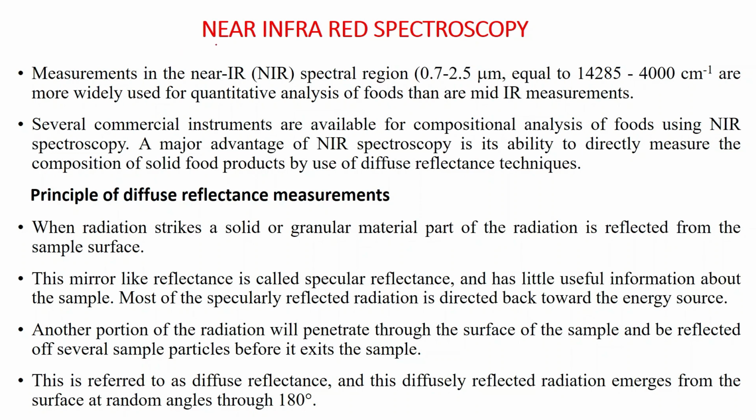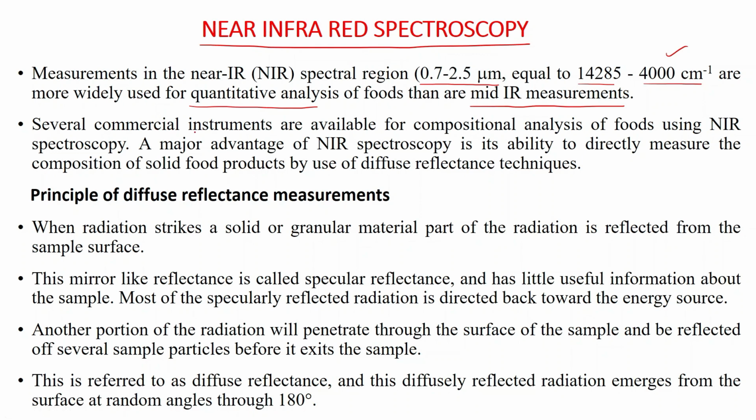Okay, now let us start with near infrared spectroscopy. Some part we will also cover about near infrared spectroscopy. We know that near infrared radiation ranges in wavelength from 0.7 to 2.5 micrometer, which is equivalent to wave numbers of 14,285 to 4,000 centimeter inverse. Measurement in the near IR spectral region is more widely used for quantitative analysis as compared to qualitative analysis. So mid-IR spectroscopy is mostly used for qualitative analysis, whereas near IR radiation is mostly used for quantitative analysis.